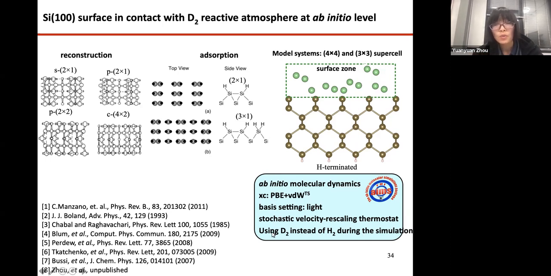And notice we use deuterium instead of hydrogen, because deuterium is slightly heavier than hydrogen, so the dynamics is more stable. The time step can be slightly larger. Again, this is related to molecular dynamics. But I want to say that experimental measurement already tells us that for silicon in contact with hydrogen or deuterium, the isotopic effect doesn't change the adsorption pattern.